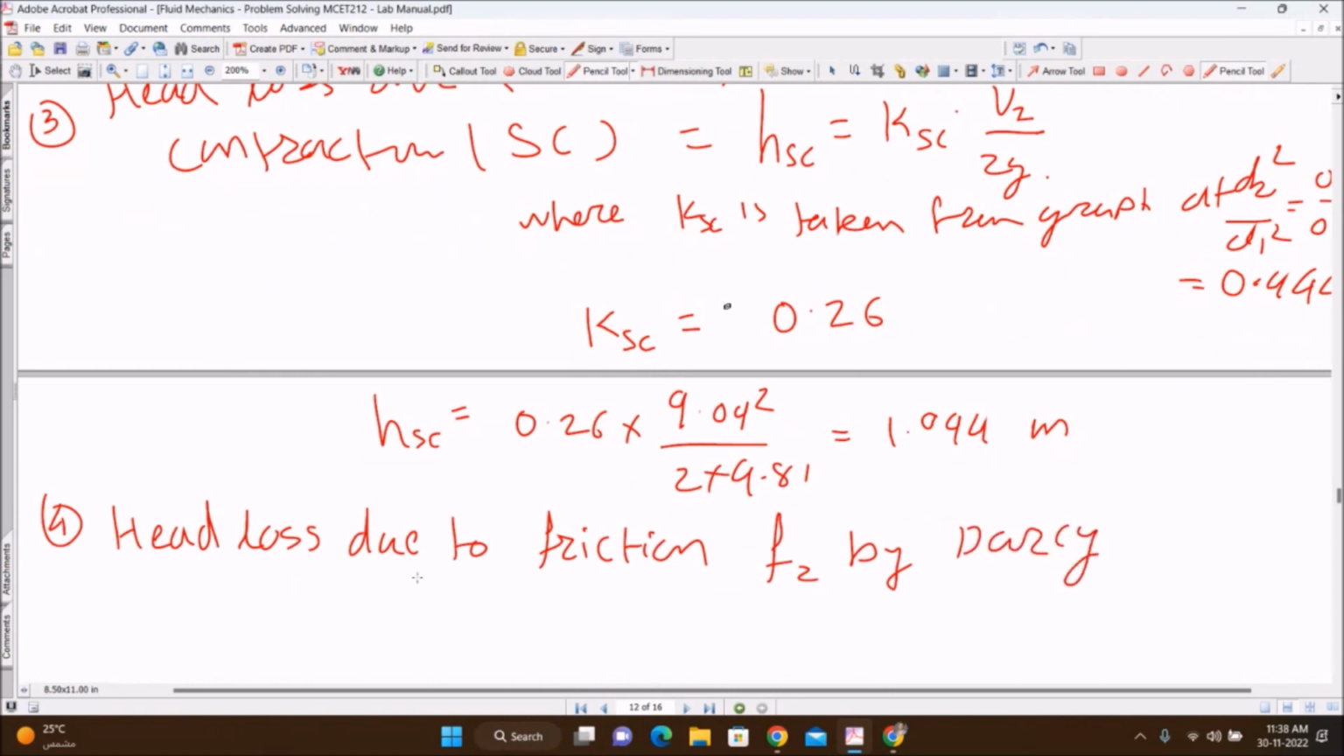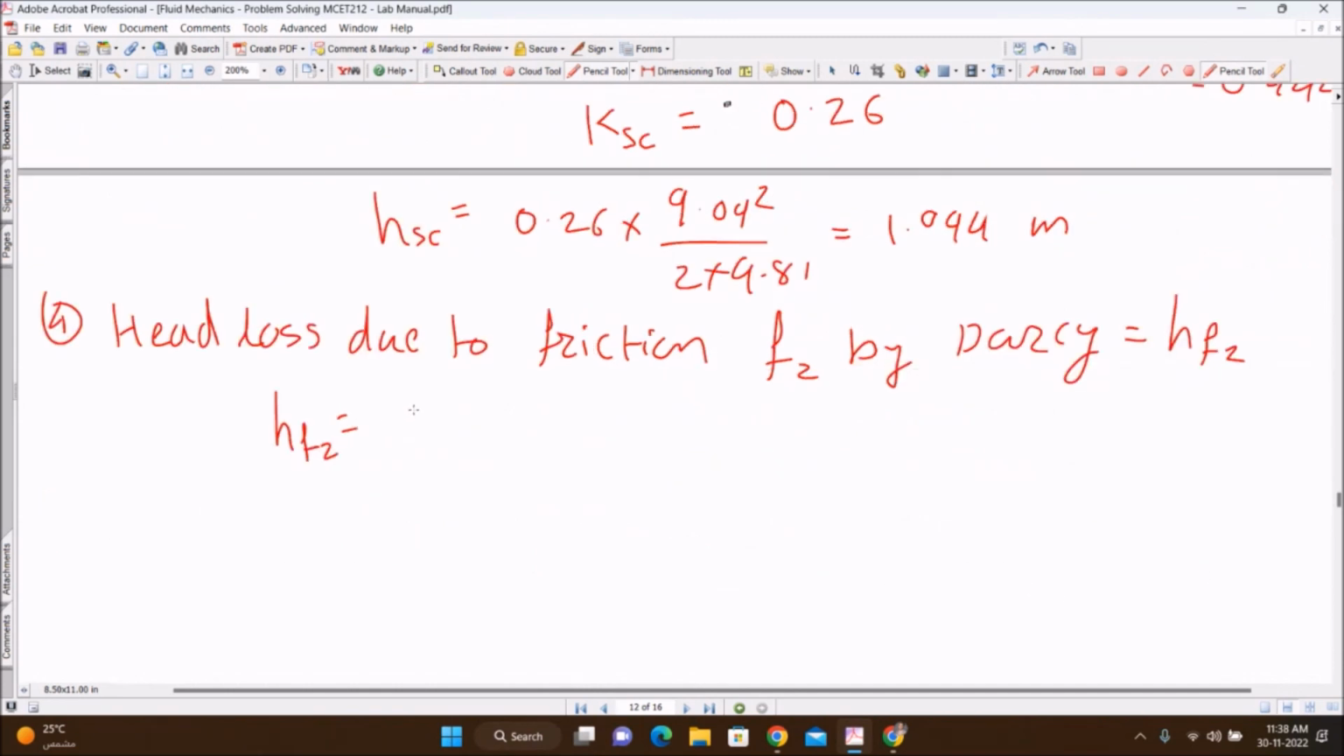Number 4, head loss due to friction F2 by Darcy, HF2. HF2 is equal to F2 L2 V2 square by 2G D2. So put the values.